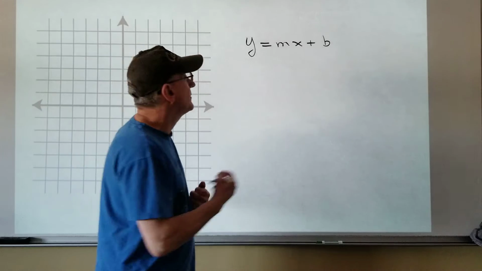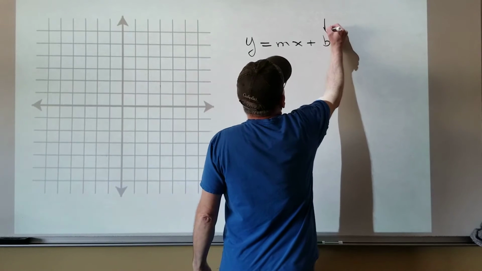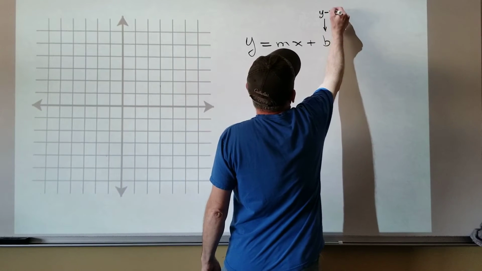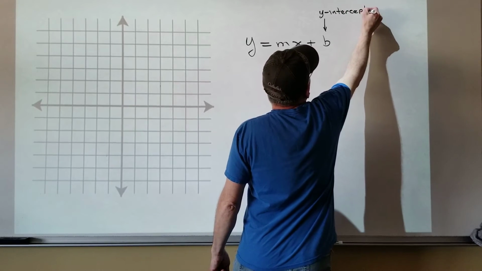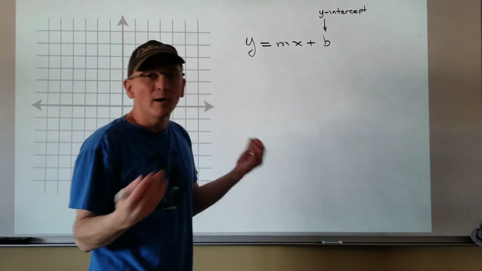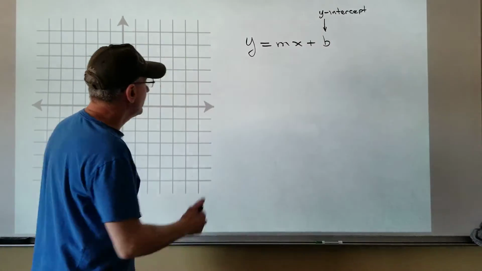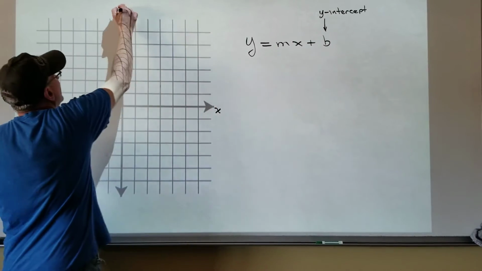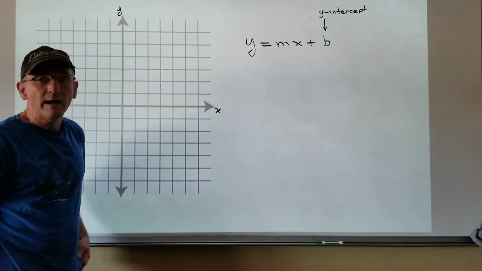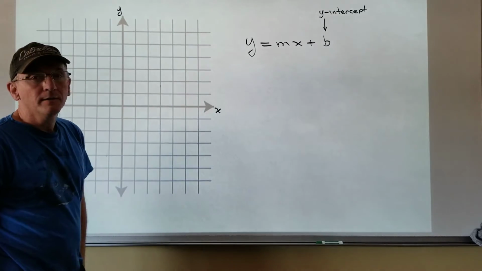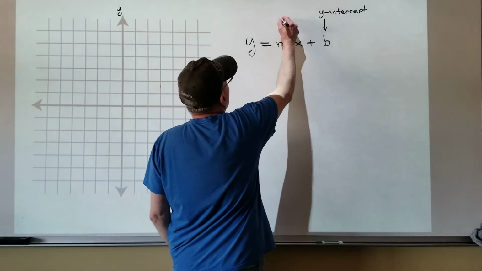Let's start with the easiest one, B. This is the y-intercept. That's the official name for it. You could also call it a starting value, as long as you remember that your graph is always going to start on this line right here, which is called the y-axis.